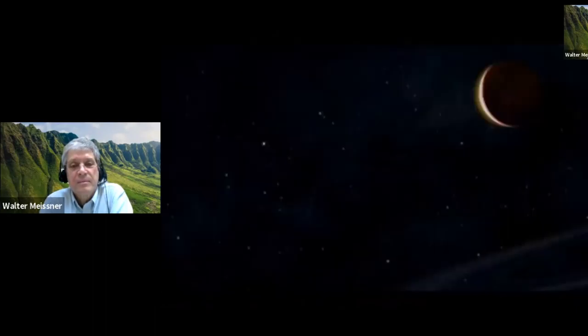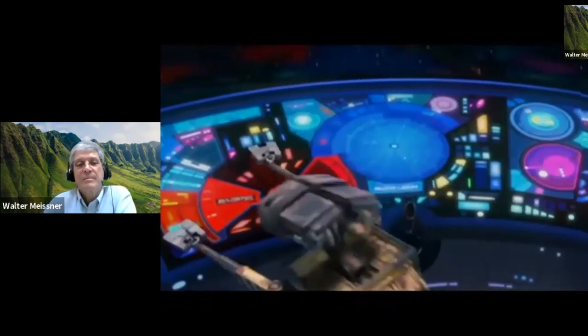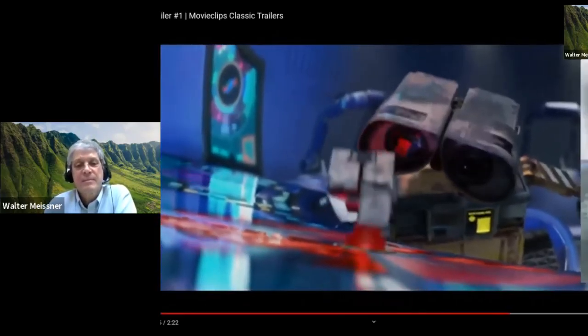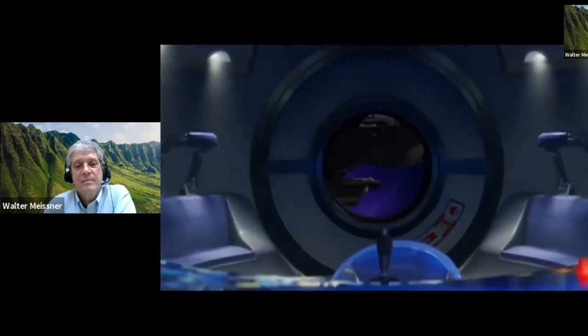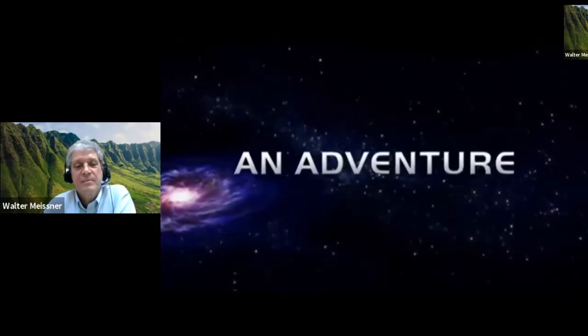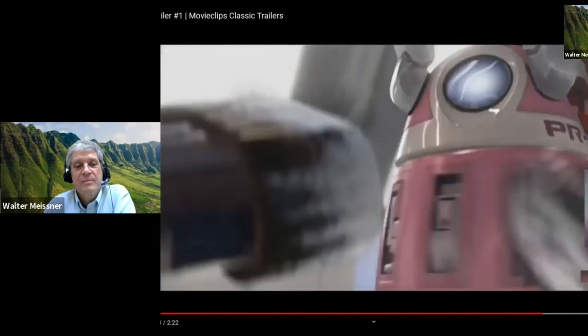Robot. 10 seconds to self-destruct. You are now free to move around the cabin. Just a tram? You look gorgeous.